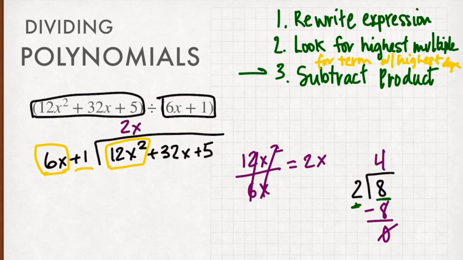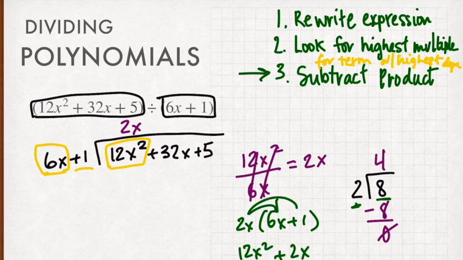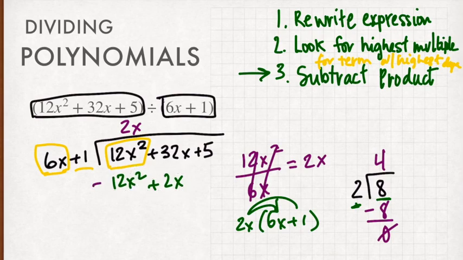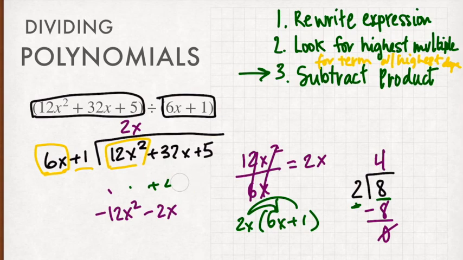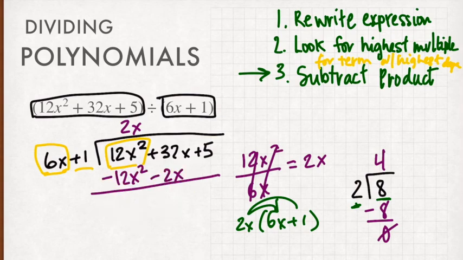Now I'm going to multiply because I have to then subtract the product. So I know that 2x times 6x plus 1, I have to use the distributive property here. And I know that I have to subtract this product. When I do that, I'm going to change the signs here. So this is no longer a 12x squared, this is going to be a negative 12x squared. And this is no longer a 2x, it's going to be a negative 2x. And then I'm going to subtract. 12x squared minus 12x squared is going to give me a 0. And then 32x minus 2x is going to give me a 30x.